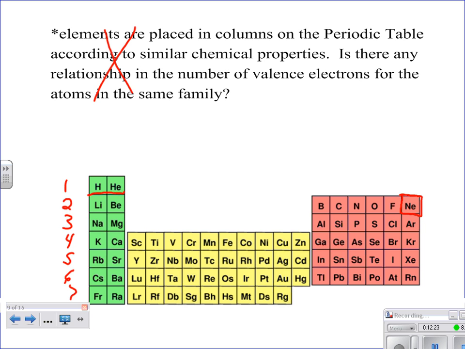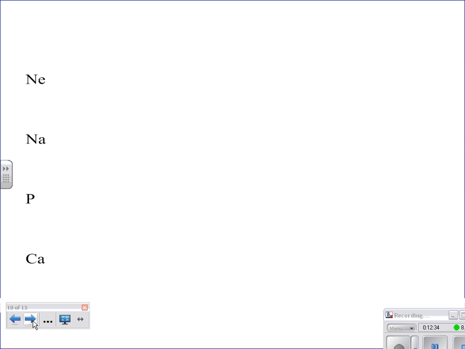1s2, 2s2, 2p6. So that is the maximum number of electrons that you can have in a p sublevel. So 6 is the maximum number. 1s2, 2s2, 2p6. If we were to add up all of those exponents, they equal those 10 electrons. So all of those electrons are taken care of.